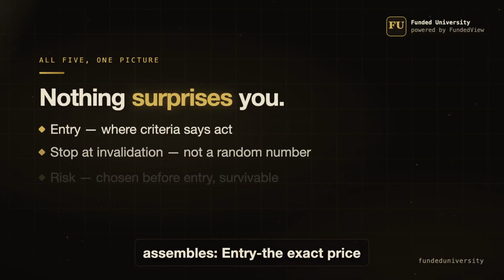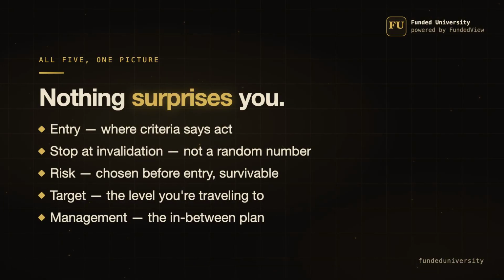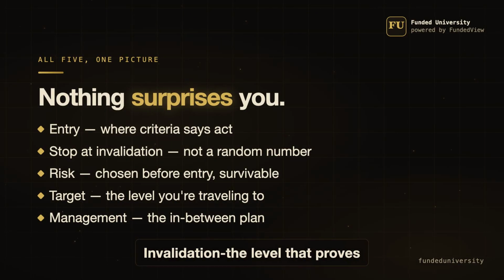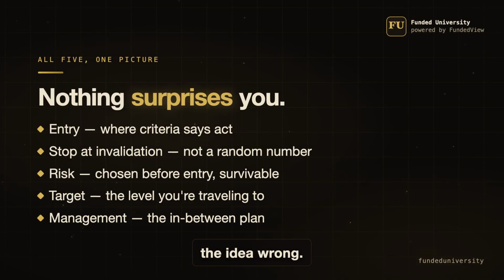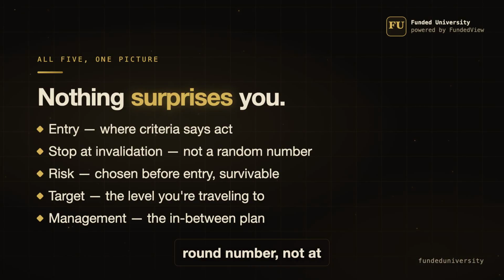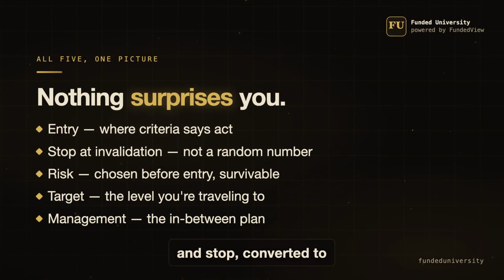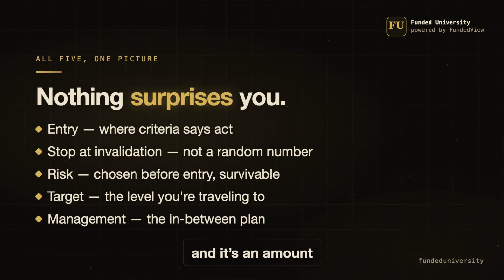Watch how it assembles. Entry, the exact price where your criteria says act, not a feeling. A condition you waited for. Invalidation, the level that proves the idea wrong. Your stop lives there, not at some random round number, not at whatever feels close. Risk, the distance between entry and stop, converted to dollars. You choose that number before you enter, and it's an amount that genuinely doesn't hurt you.